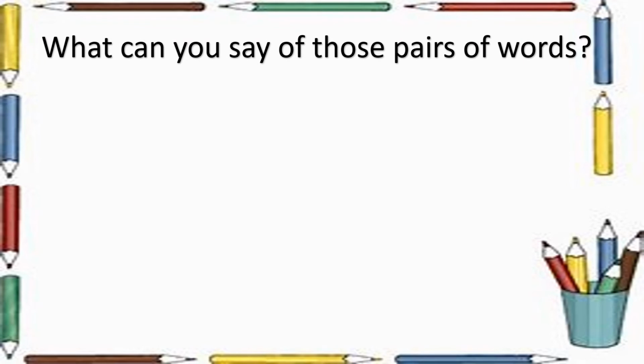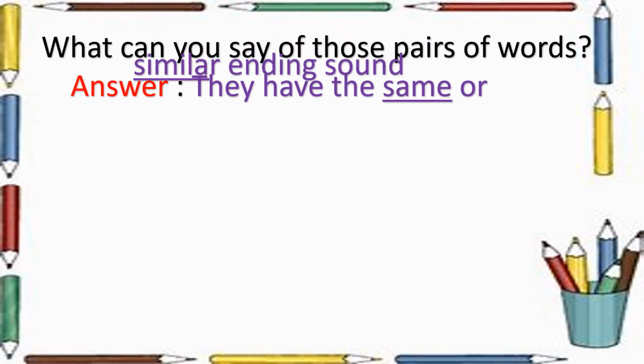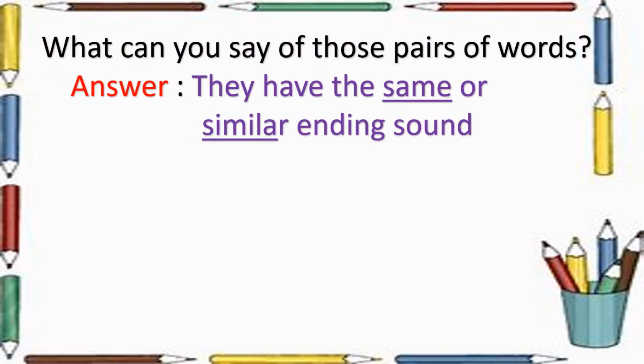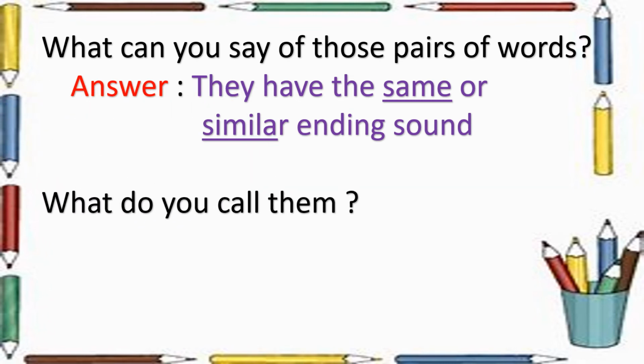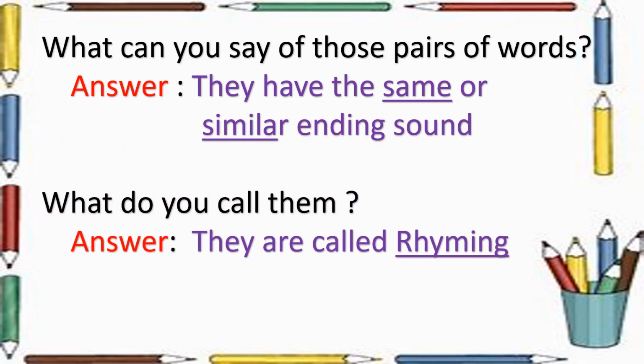Alright again. From the words presented to you, what can you say of those pair of words? Alright, they are words that have the same or similar ending sound. Right. What do you call them? Right, or how do you call them? They are called rhyming words. Right, that's it, rhyming words.